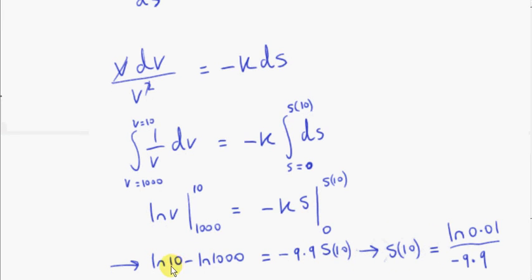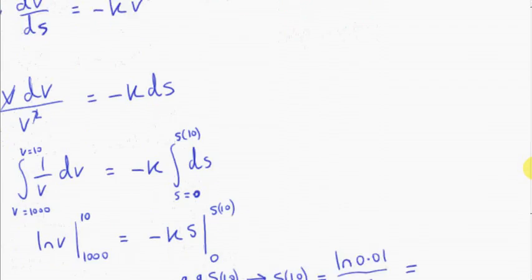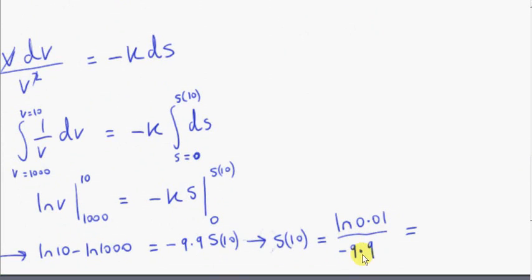Okay, if you want, you can write ln 10 minus ln of 1,000 as ln of 10 over 1,000, which is ln of 1 over 100, or ln of 0.01, using the fact that ln a minus ln b is ln of a over b. And then divide by minus 9.9. Now we have to show that s is this thing here. But you can just work this out in your calculator and compare it to the result of this thing here.